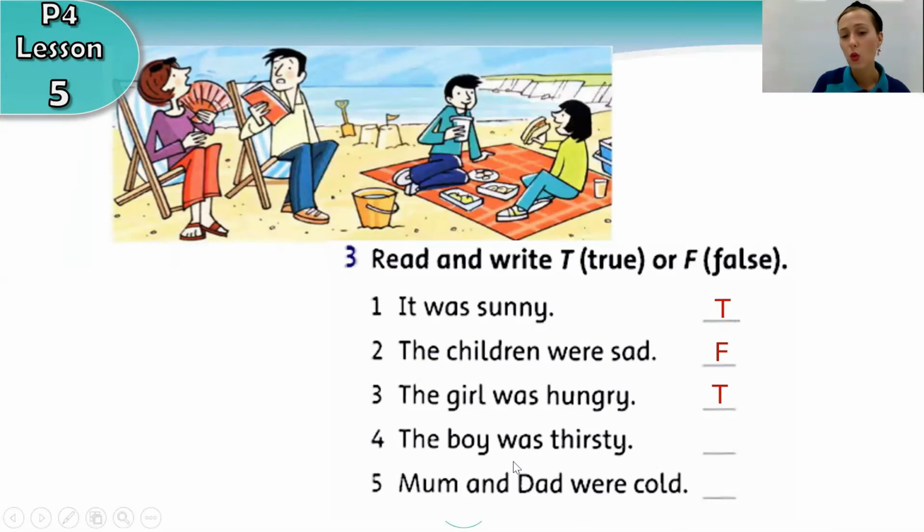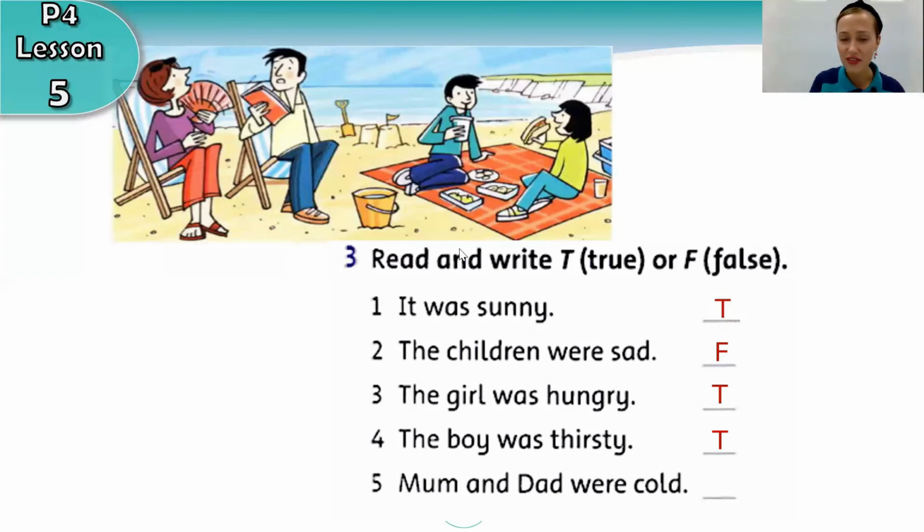Okay, number 4. The boy was thirsty. Let's look. What is the boy doing in the picture? Ah, he was drinking. The boy was thirsty. True or false? True. That's why he was drinking.